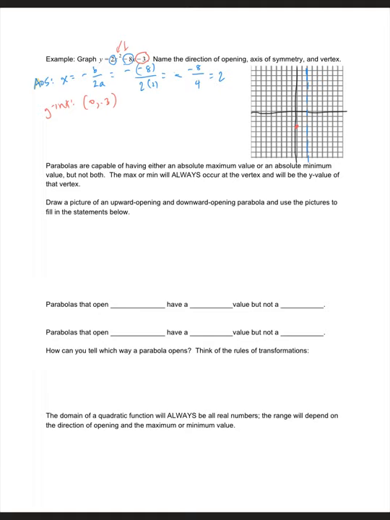Now, I want to get the coordinates of the vertex. I have the x value of the vertex, that was 2. In order to get the y value that goes along with that, I'm going to plug that into the x's up here. So that would be 2 times 2 squared minus 8 times 2 minus 3. So let's see, I believe that's 8 minus 16 minus 3, which is negative 11. So 1, 2, 3, 4, 5, 6, 7, 8, 9, 10, 11. So it's down here. Good planning on my part.